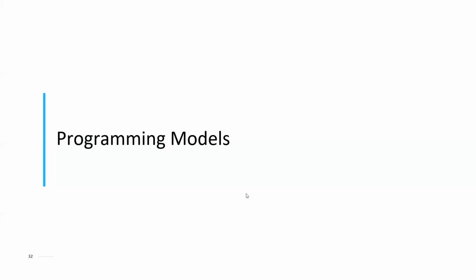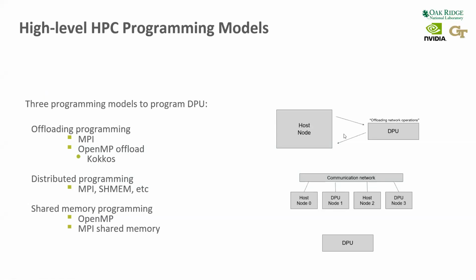All right. So I just want to mention that I'm going to focus on the very high level view of what are the programming models that we support to program the DPU, and the different ways you can think about it, mostly from the HPC perspective, applications. So when we think about how we can program a DPU, we can think about it as three main models that we can use for programming.